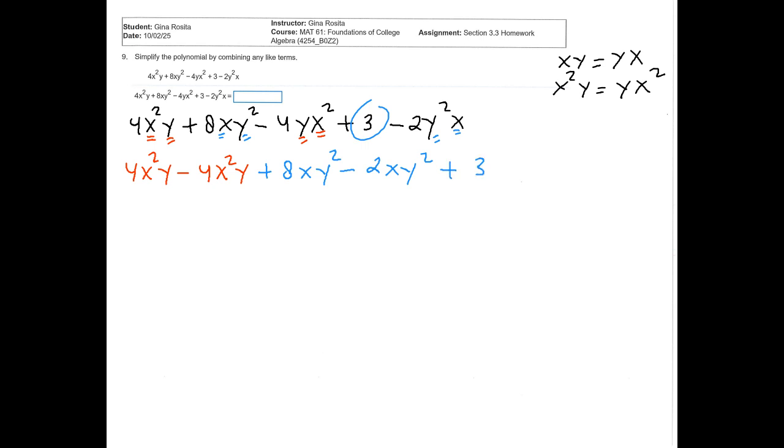Okay, so now we're going to solve this one. So 4x squared y minus 4x squared y this is become 0. Now 8xy squared minus 2xy squared. 8 minus 2, the answer is 6xy squared plus 3. This is for number 9.